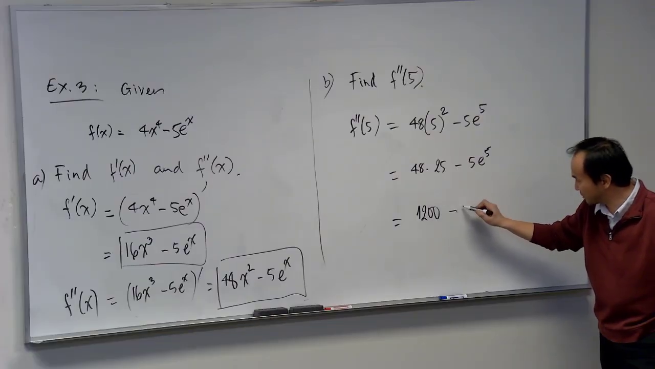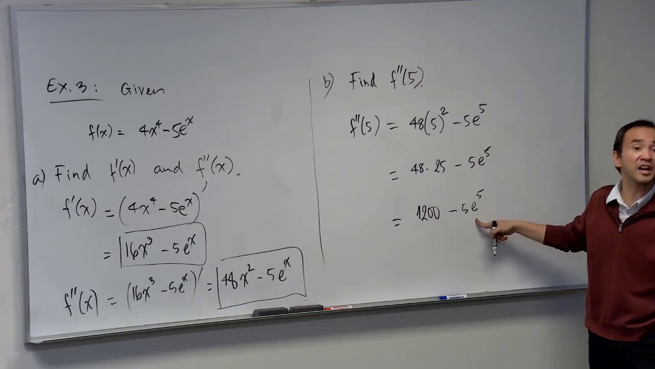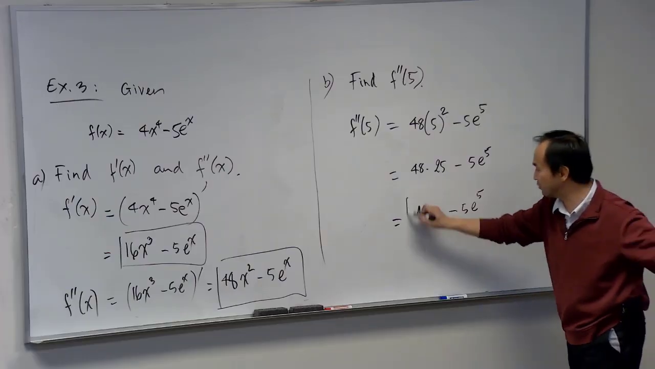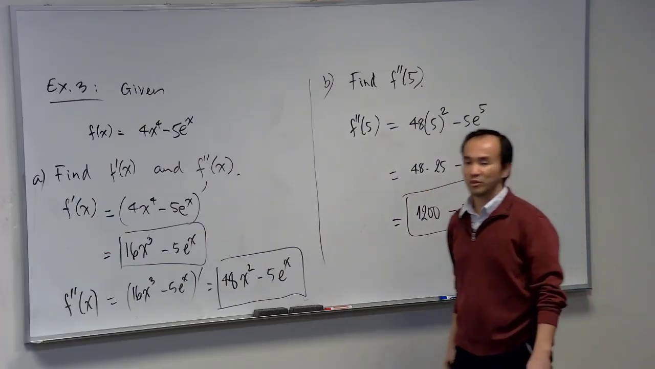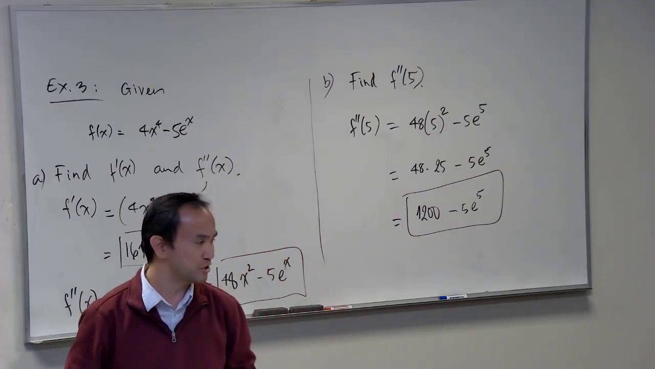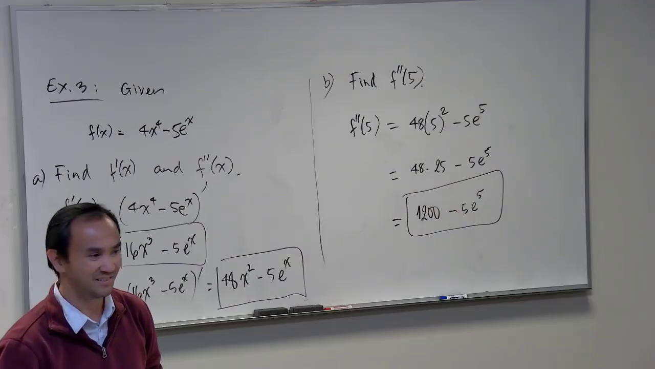After 48 times 25 gives 1,200, whatever that is, we subtract 5 times e to the 5th power. The e itself is irrational, so we decide to leave that in exact expression. So we're good with that. With your calculator you can just type that in and get the decimals precisely, but there's no need for doing things like that. You know what I mean? Okay.